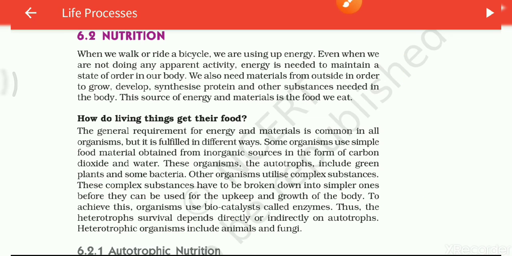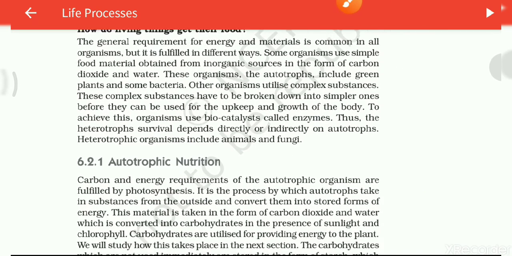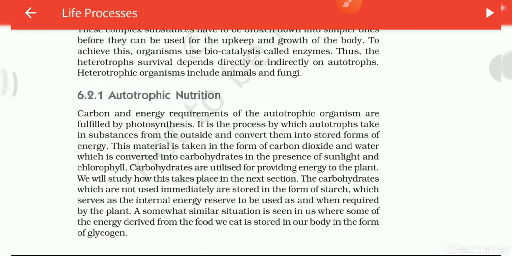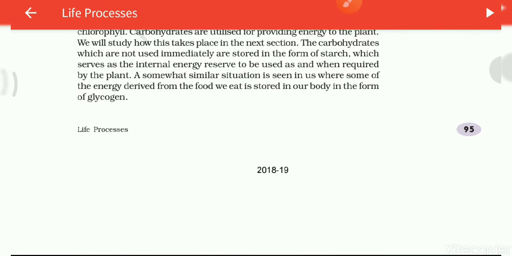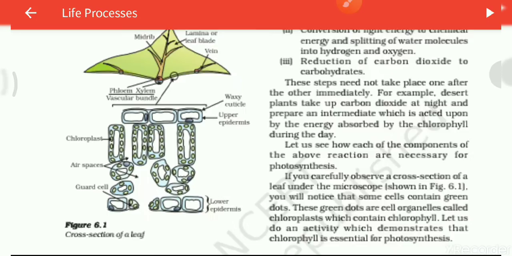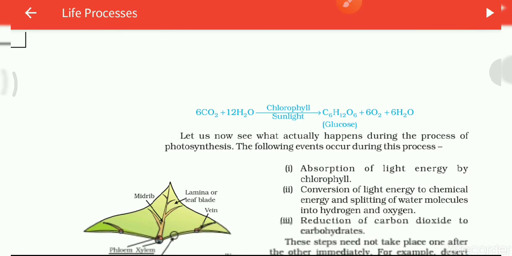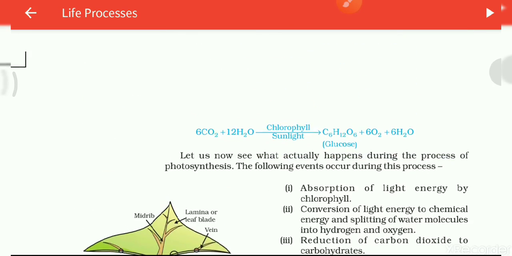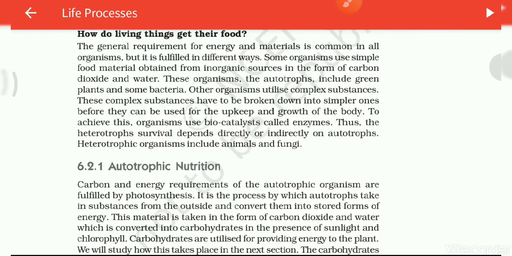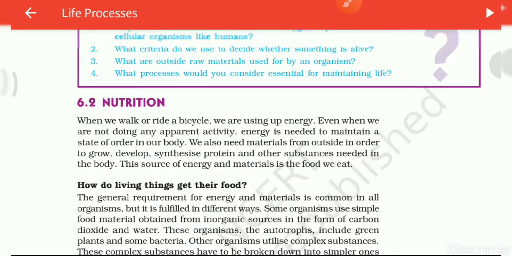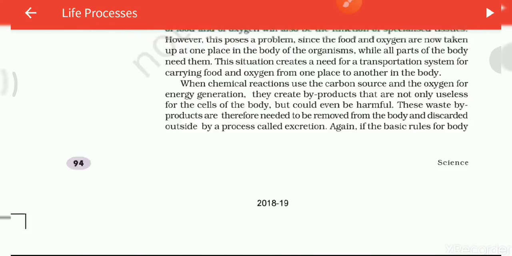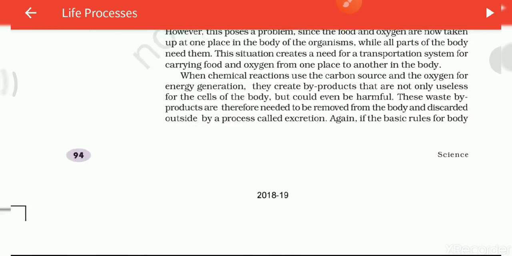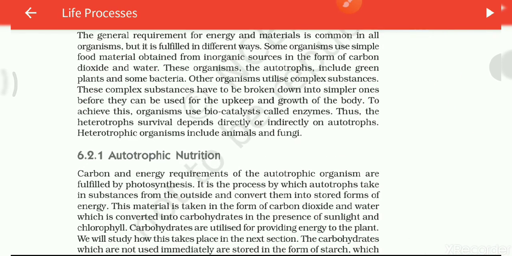Before starting the next paragraph, that is autotrophic nutrition, there is another thing here: this experiment is very important. Then you will understand this and other topics also. In my next video I will explain autotrophic nutrition.